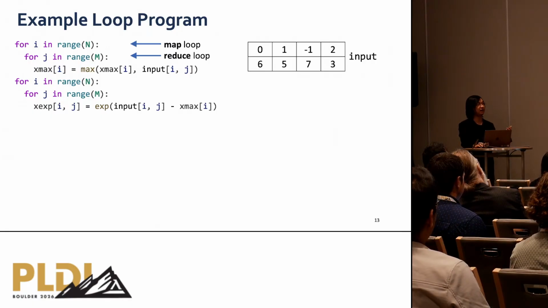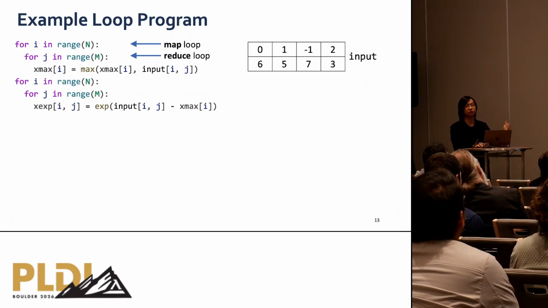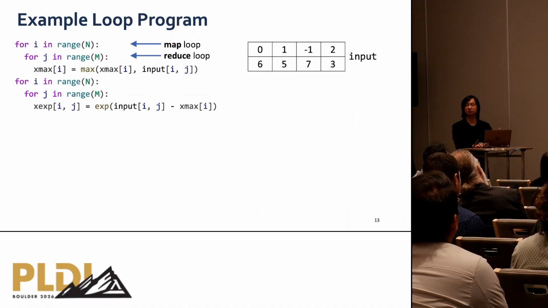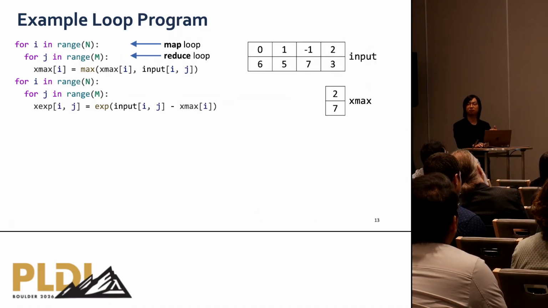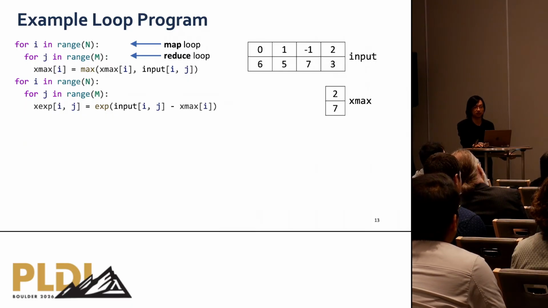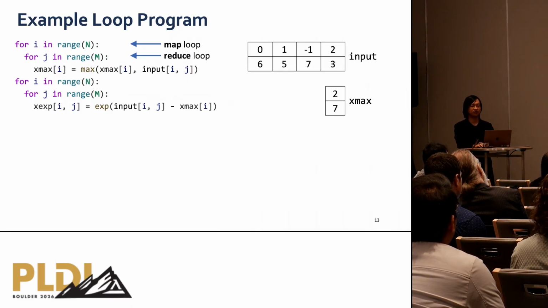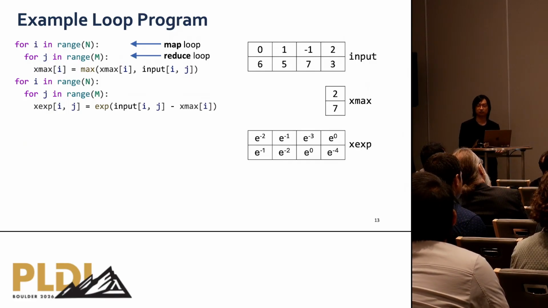This program has 2 loop nests. The first one is a reduction. It runs over a 2-dimensional input and gives you the per row max, which is the vector here. And the second loop nest is an element-wise operation between the input and xmax to give you a 2D result of xexp.